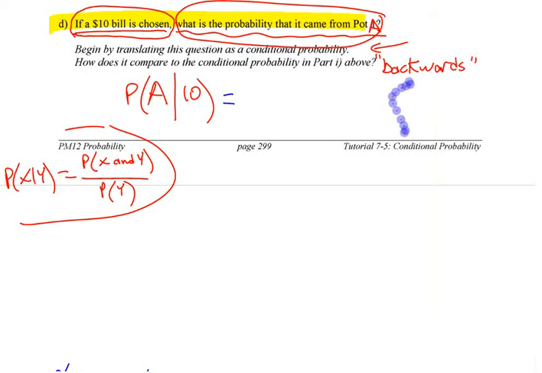What formula can I write out for this here? What do you think? It's the probability of A and 10 over the probability of which one? The condition, right? This condition or this part of it. Probability of a 10.